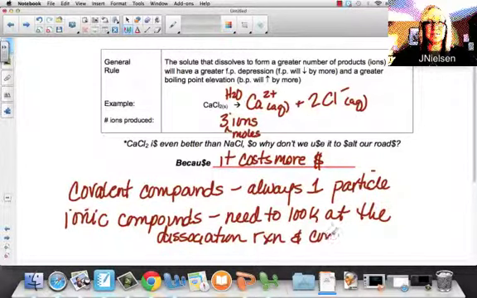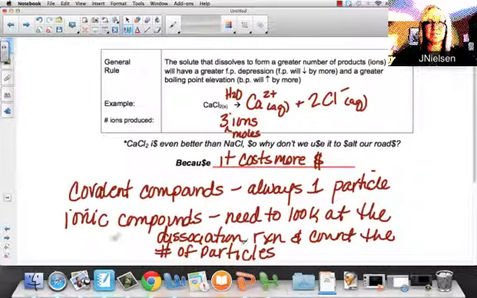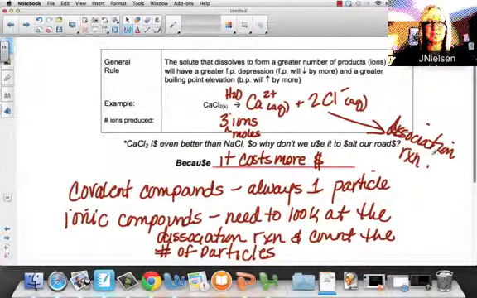And count the number of particles. So that's what I just did when I wrote NaCl going into Na plus and Cl minus. That is a dissociation reaction. So you might want to do this and just label this as a dissociation reaction, so you know what I'm talking about. Okay.